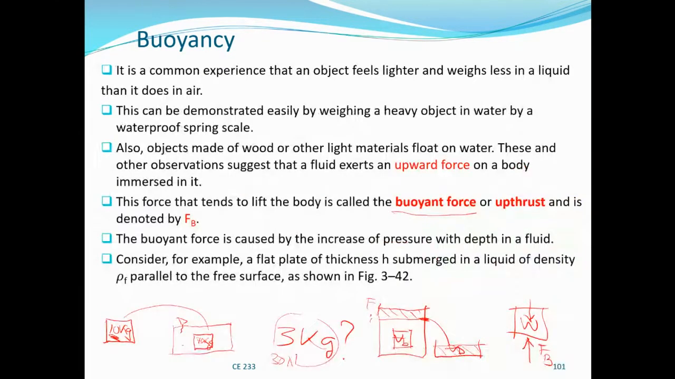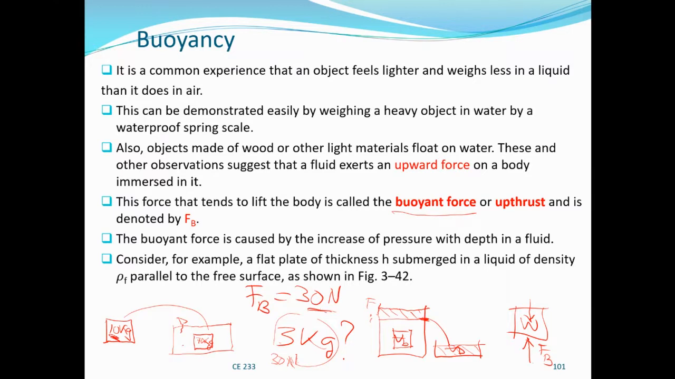Like I demonstrated here, when you insert this block, 10 kg, it weighs 7 kg inside the liquid, then 3 kg is displaced, isn't it? 3 kg is about 30 Newton. So it means the upthrust, the buoyant force, is equal to 30 Newton. It's exactly equal to the weight of the liquid displaced, which is 30 Newton. 30 Newton of liquid is displaced when you immerse 10 kg, 100 Newton, inside liquid. So it weighs 70 Newton, and the remaining 30 Newton is because of the upthrust.